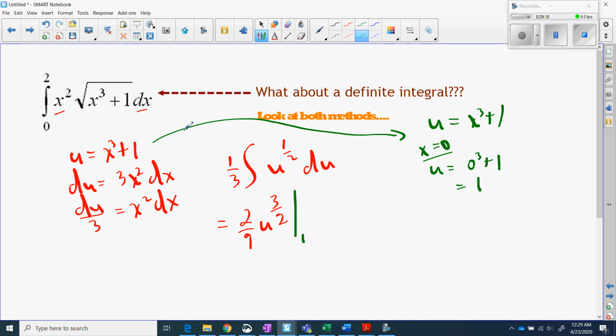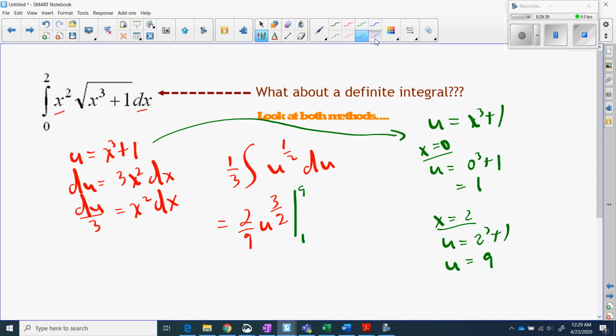Then you've got to do the same for the top bound. So say, well, what if x was 2? What would the variable u be equal to at that point? Then u would equal 2 cubed plus 1. u would equal 9. So now you never switch back to your x's. You just substitute: u is 9 minus what you get when u is 1.